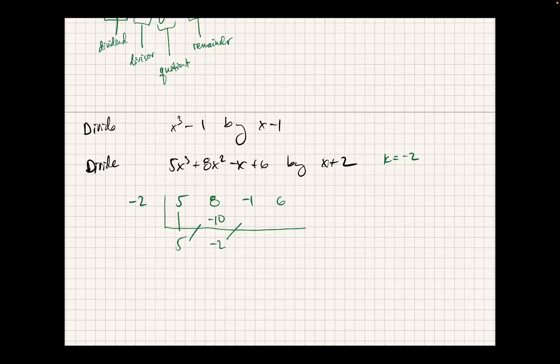times minus 2 is 4, minus 1 is 3. And then you do it again. So 3 times minus 2 is minus 6. And 6 minus 6 is 0. And then my zero is what? What is my 0? Your remainder. You have no remainder. So how would we like to write our result?